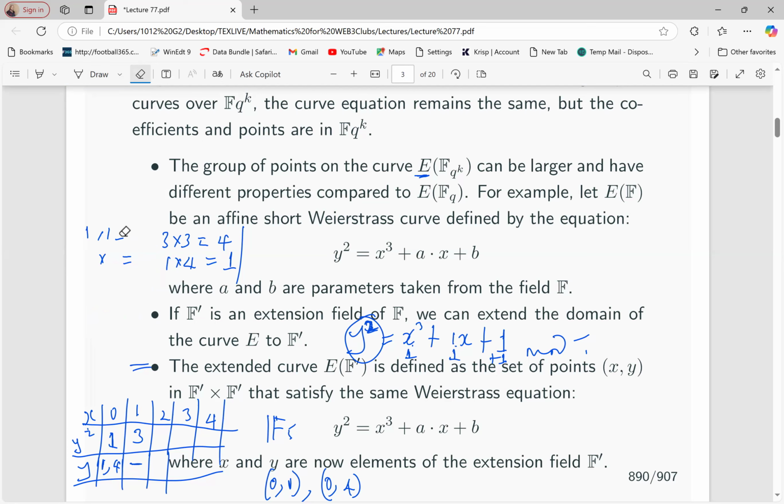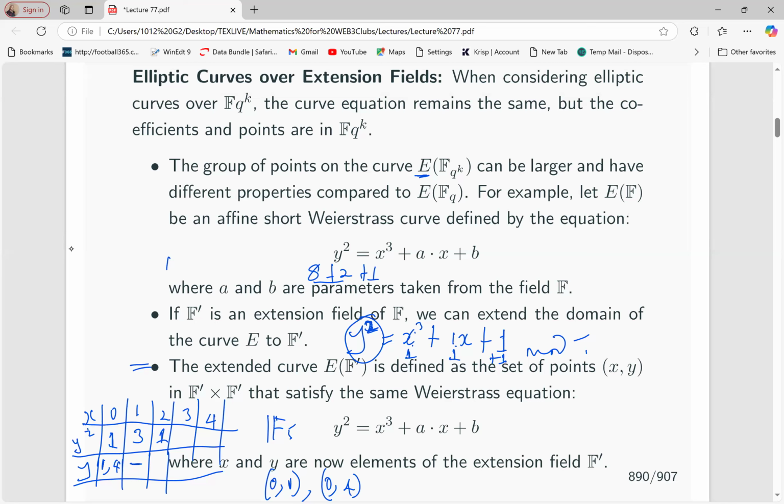When x is 2, again, we just go back to the equation of the elliptic curve. Want to find what is y square. So we have 2 cubed, which would be 8, plus 2, then plus 1. This is 10, 11. We are doing mod 5. So that means y square is 1, because we are doing mod 5.